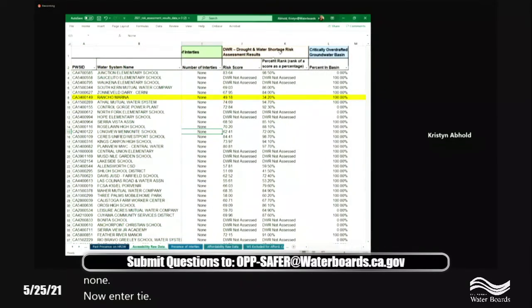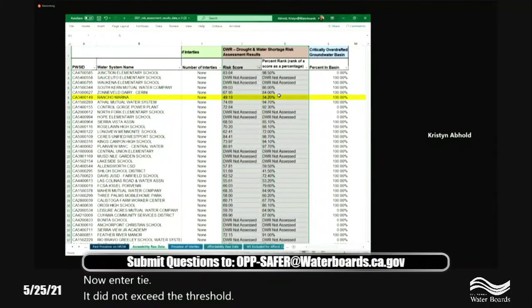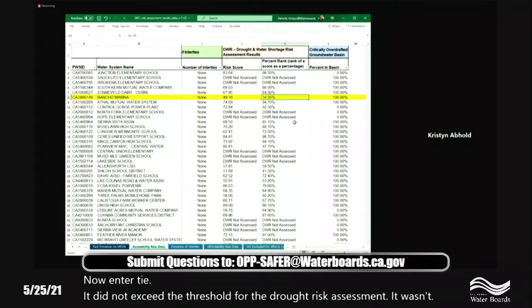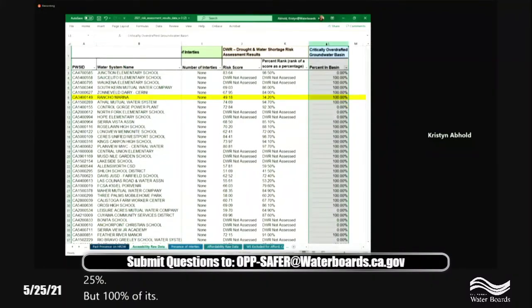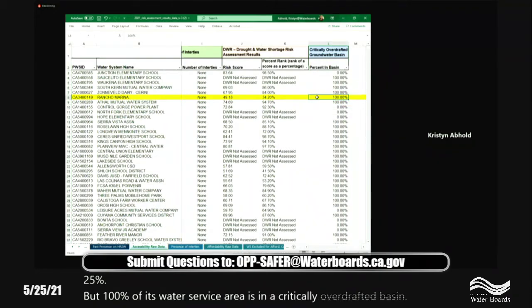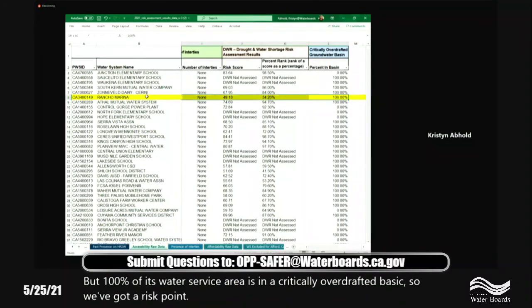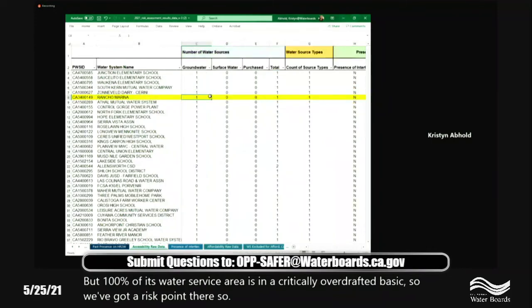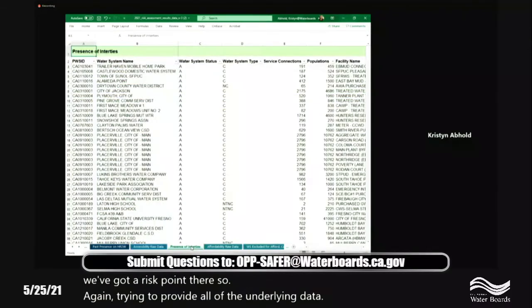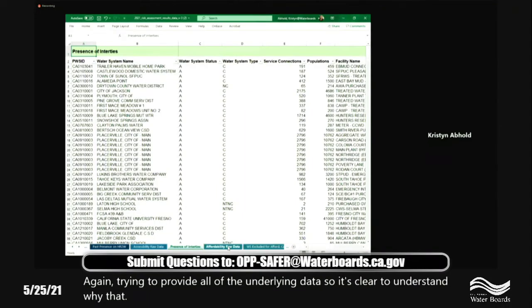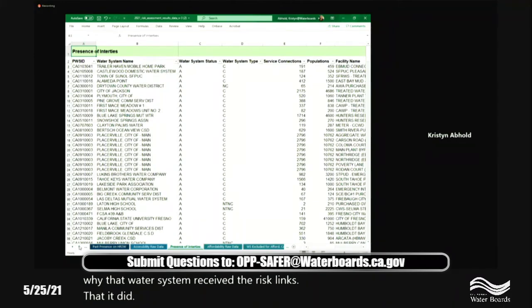It did not exceed the threshold for the drought risk assessment. It wasn't in the top 25%, but 100% of its water service area is in a critically overdrafted basin. So it got a risk point there. So again, we're trying to provide all of the underlying data so it's clear to understand why that water system received the risk points that it did. So hopefully this is helpful.